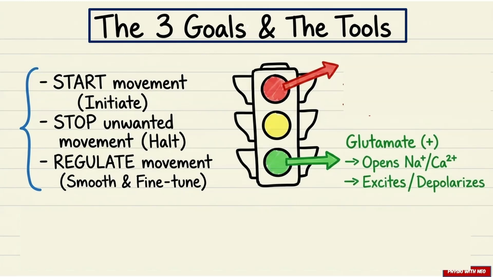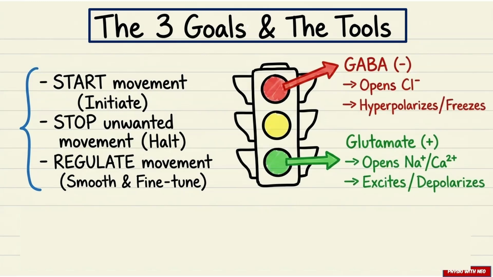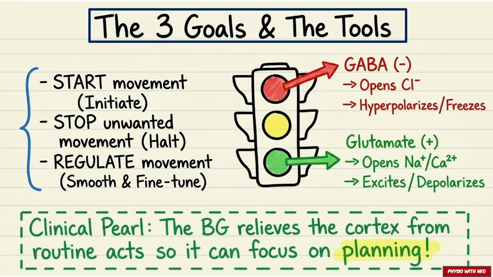Glutamate excites the neuron. It is an excitatory neurotransmitter by opening sodium and calcium channels. GABA is an inhibitory neurotransmitter. Remember, red is stop. It hyperpolarizes by opening the chloride channels. One clinical pearl to remember: basal ganglia perform automatic movements so that your cerebral cortex remains free for thinking and planning. Now let's understand the most confusing part of this chapter in less than 1 minute.